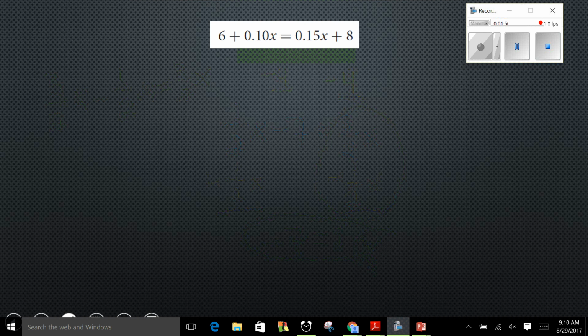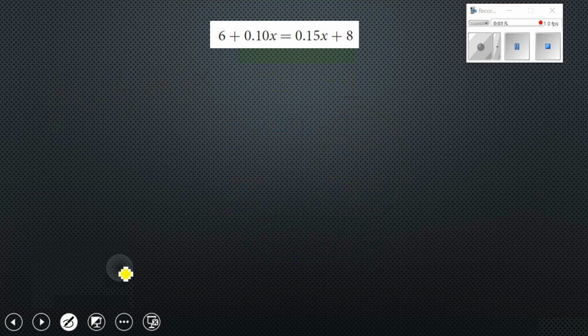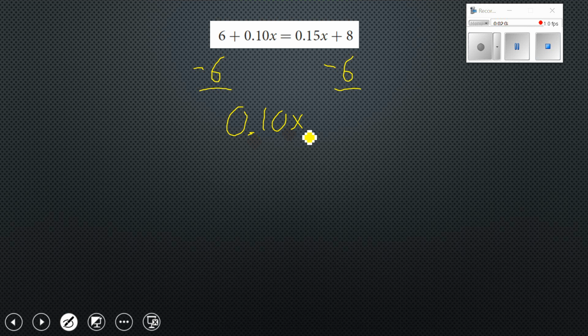Okay, our next example here, we have decimals to work with. So again, we're going to get our numbers on one side. In this case, I think it's easier to subtract our 6 from both sides. Although you could go either direction. You could subtract 8 from both sides. And I'll rewrite the equation. So 0.01x equals 0.015x. And we have plus 2 because 8 minus 6 is 2.